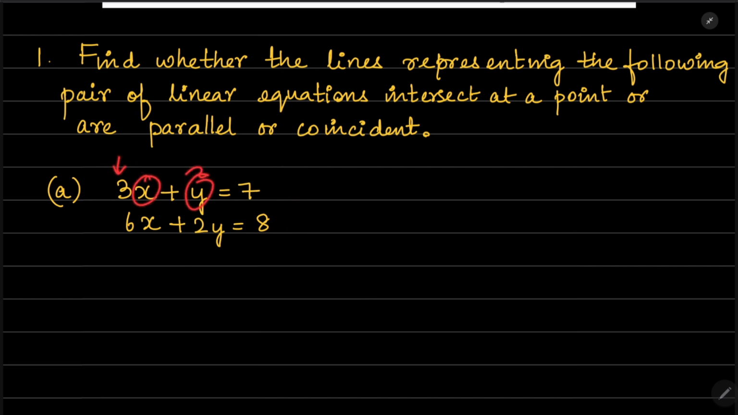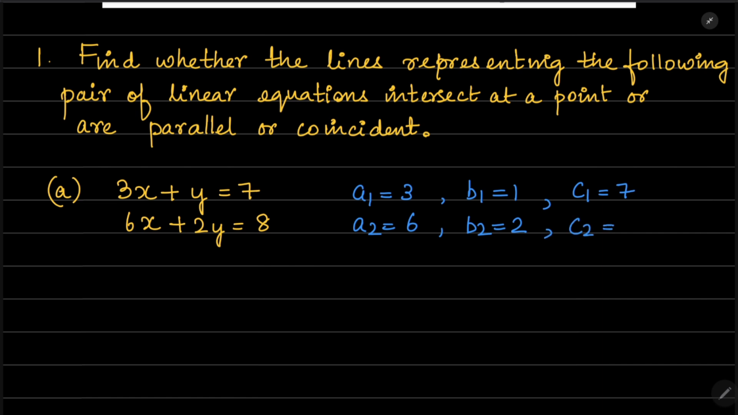Here you have coefficients, which is a1 is 3, b1 is 1, c1. So let me write it for you. Here a1 is 3, okay. a2 is the coefficient of x in the second equation, which is 6. And then b1 is 1 because the coefficient of y is 1. b2 is the coefficient of y in the second equation, which is 2. C1 is 7 and C2 is the constant, which is 8.